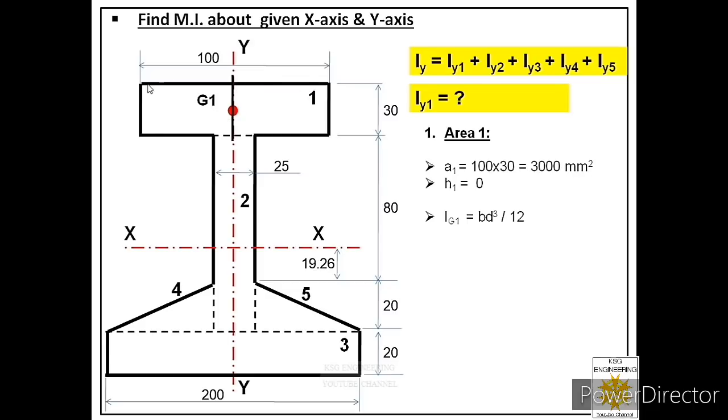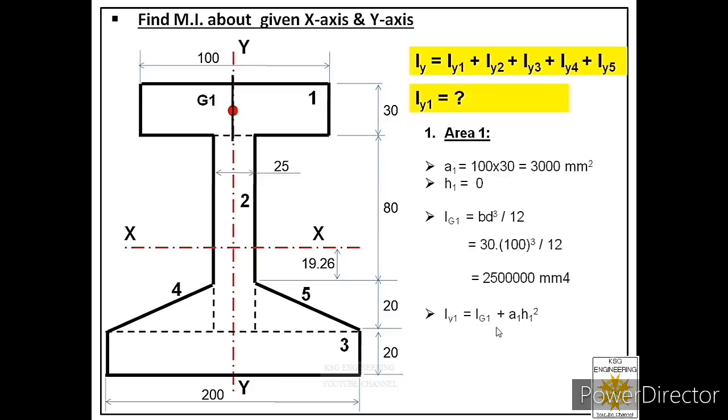It is a rectangular area, so we will say BD cubed by 12. That side of the rectangle will be B, which is parallel to the central axis. In this case, B is 30 and D is 100. So let us put these values: 30 into 100 cubed by 12. So we'll get Ig1. Once we get the value of Ig1, we will apply the parallel axis theorem to get Iy1.